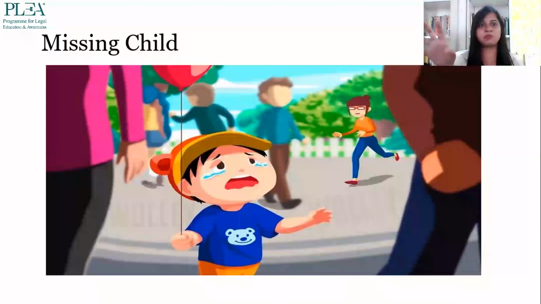So, placement of a child in an institution. Now with the amendment, the children's home is not called children's home, they are called childcare institution. We call them CCI. It's always the CCI, childcare institution. And these childcare institutions, placement orders are usually given by the child welfare committee.